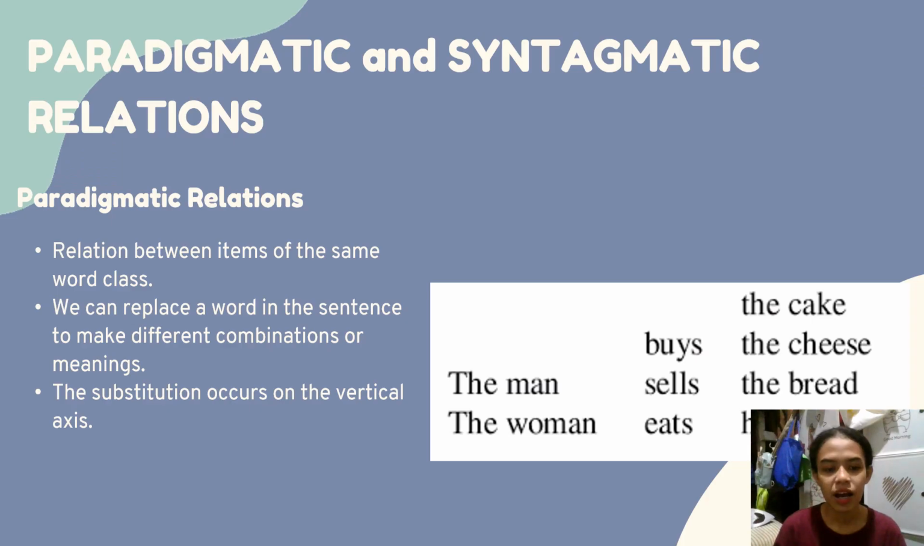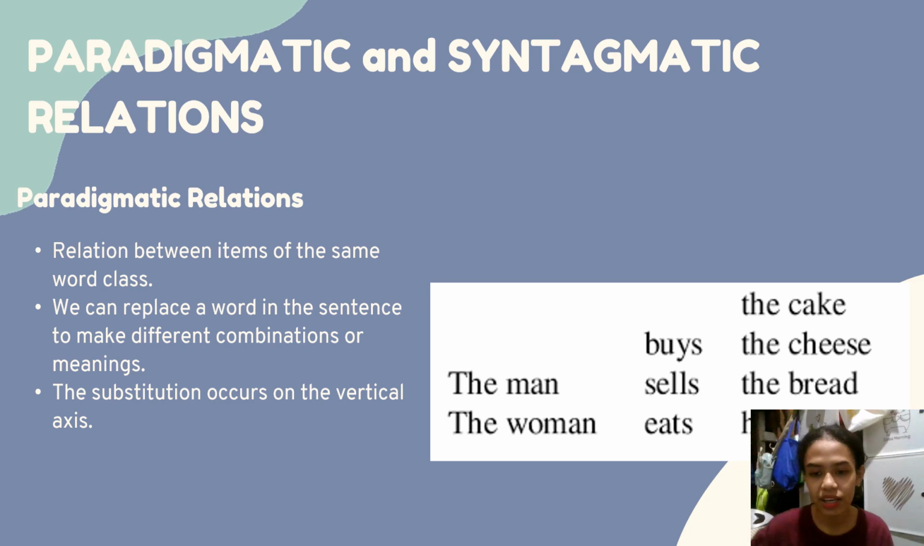Alright, the next point is about paradigmatic and syntagmatic relations. Paradigmatic relation is between items of the same word class. We can replace a word in the sentence to make different combinations or meanings. The substitution occurs on the vertical axis, so paradigmatic is up and down, straight up and down. For example, the woman is the subject, so it can be the woman sells the cheese, or the woman sells the bread, or the woman sells the cake.